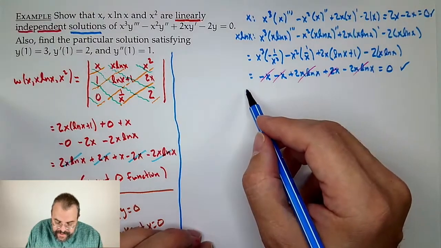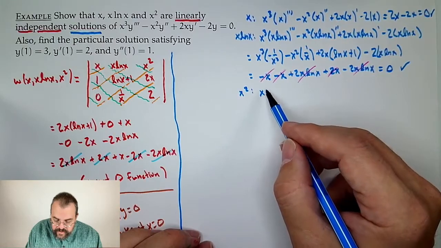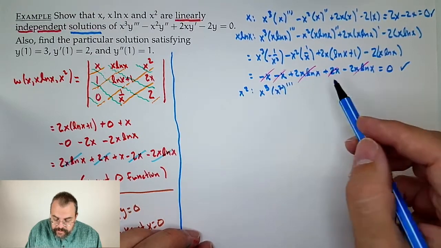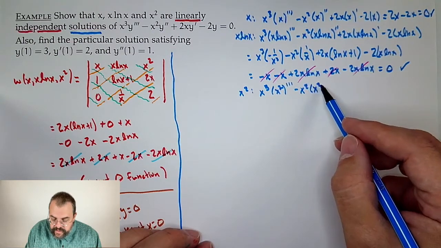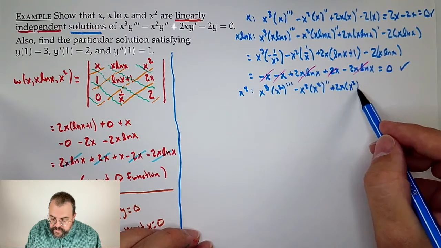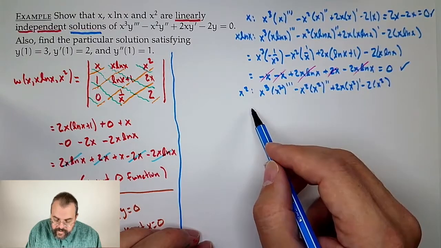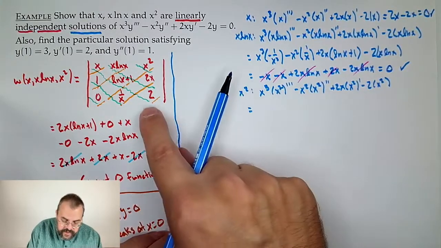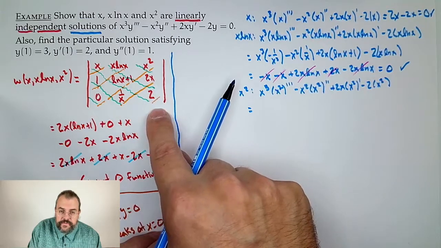Okay, well, that leaves us with x squared. So we're going to take x cubed times the third derivative of x squared, minus x squared times the second derivative of x squared, plus 2x times the first derivative of x squared, minus 2 times x squared. Well, again, we can use our cheat sheet here. So the third derivative of x squared will be 0, right? Because we take 2, the derivative of 2 will be 0.